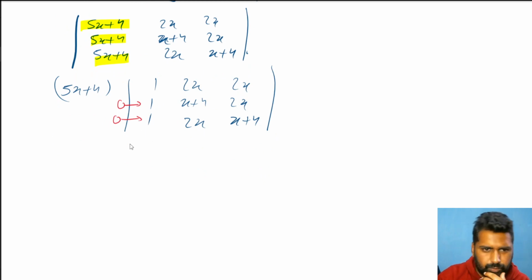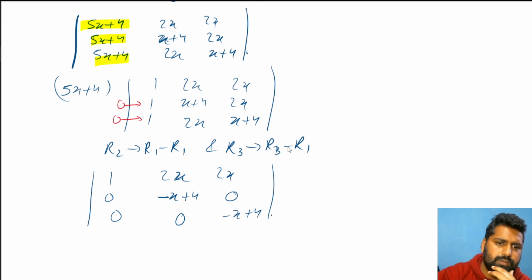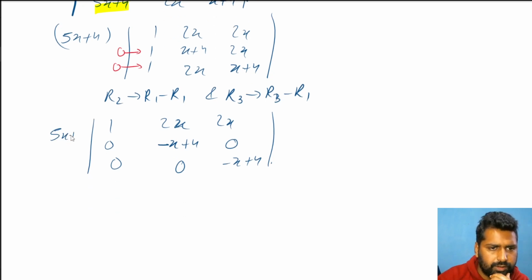So if we are going to generate 0, what do we have to do? R2 goes to R2 minus R1, and third row also goes to R3 minus R1. Okay, so 1, 2x, 2x. Let's subtract: 1 minus 1 is 0. X plus 4 minus 2x, you'll get minus x plus 4, or 4 minus x, your call. 2x minus 2x becomes 0. Same for row 3. 1 minus 1 is 0, 2x minus 2x is 0, x plus 4 minus 2x, again minus x plus 4, or 4 minus x. 5x plus 4 was already there.